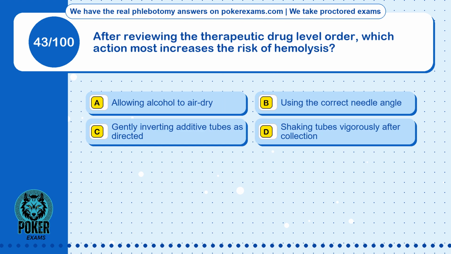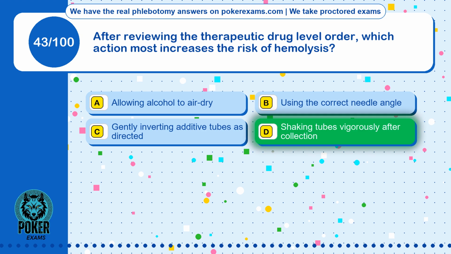Question 43. After reviewing the therapeutic drug level order, which action most increases the risk of hemolysis? Option A. Allowing alcohol to air dry. Option B. Using the correct needle angle. Option C. Gently inverting additive tubes as directed. Option D. Shaking tubes vigorously after collection.